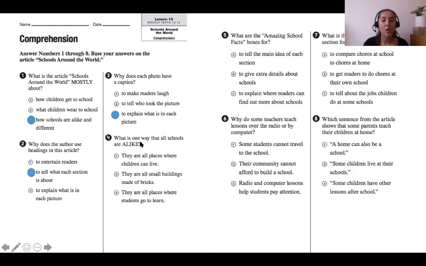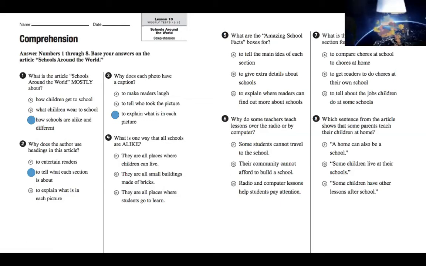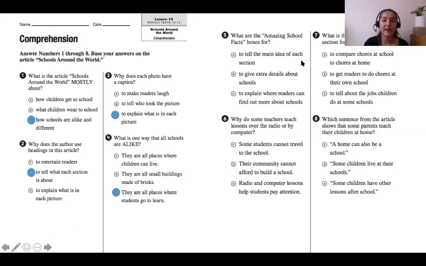Number 4, what is one way that all schools are alike? So what is one way that schools are the same all over the world? Let's go for Ruby. They are all places where students go to learn. Good girl. Lovely work, Ruby. They are all places where students go to learn.